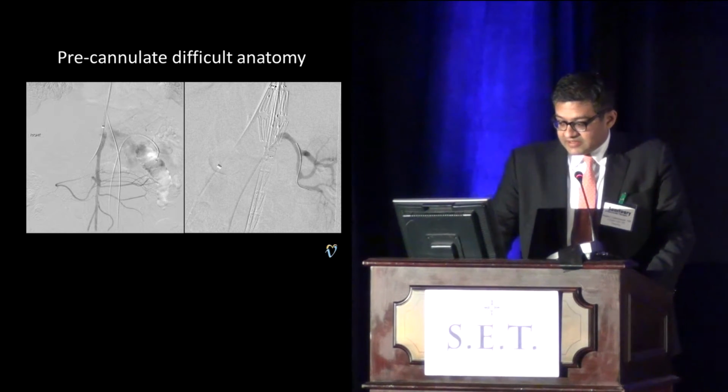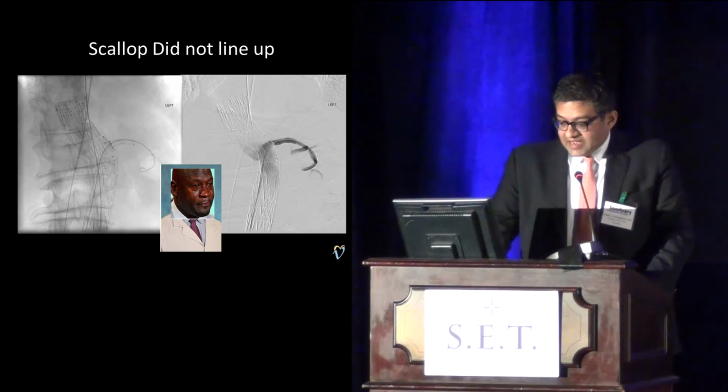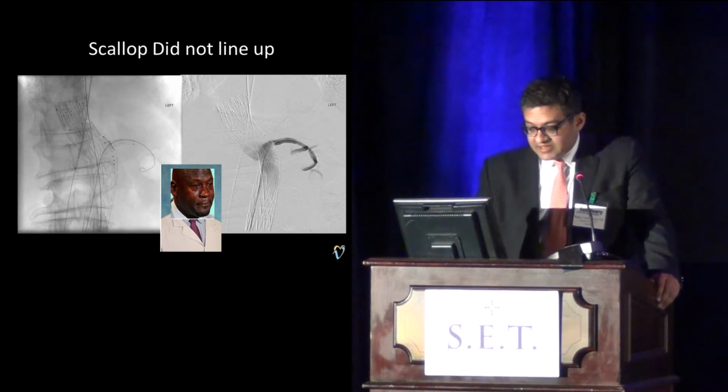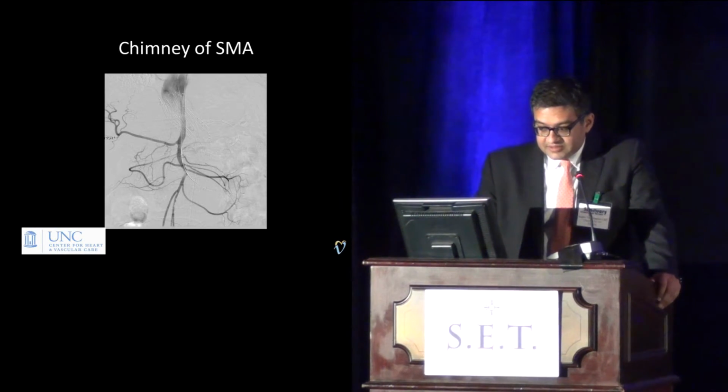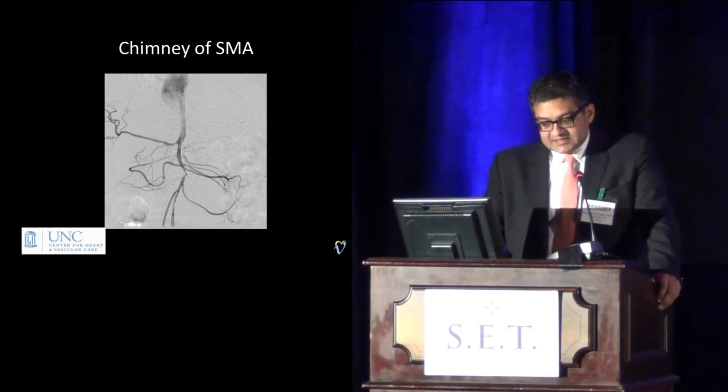However, to my dismay, the scallop did not line up with the SMA, and it turned me from the happy-go-lucky vascular surgeon into a popular meme that's currently going around with a former UNC graduate. Because I was wise enough to place a wire and a sheath in the SMA before this, I was able to bail myself out by doing a chimney of the superior mesenteric artery. So we use scallops not just for access scallops.